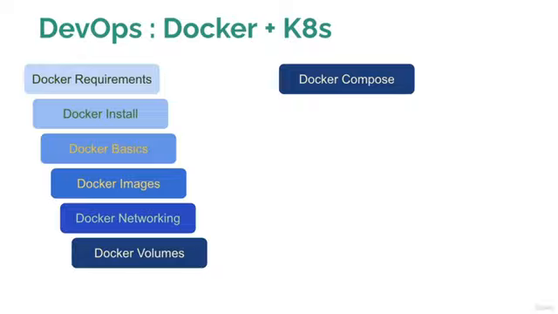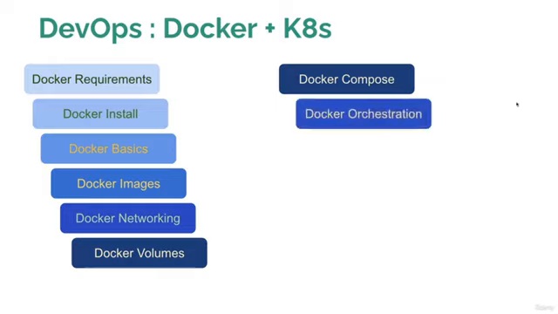Then we will go with multi-container, and first we will go with multi-container on the local setup. It means the developer machine, so we will use Docker Compose. Then we will go with Docker orchestration, that is, how you can execute multiple containers in Docker and, combined, produce a single application for the end user.